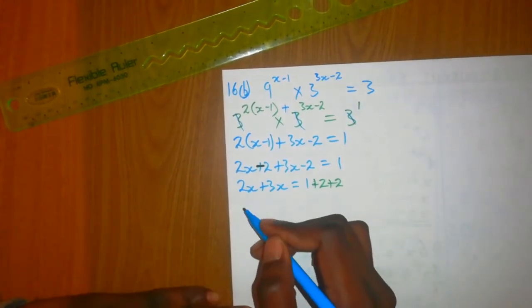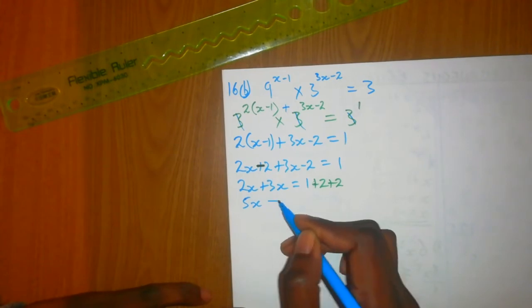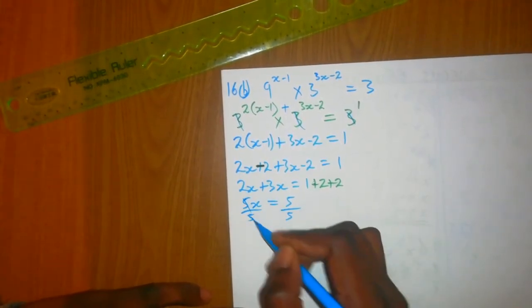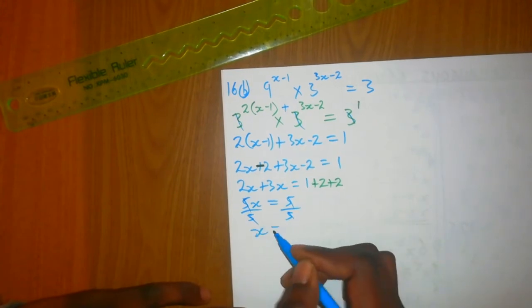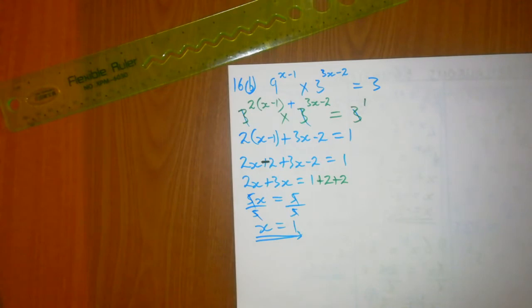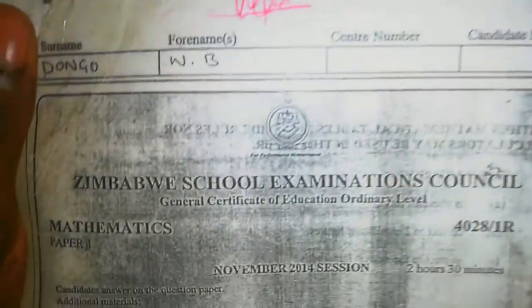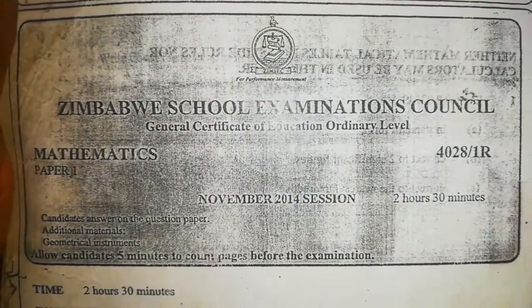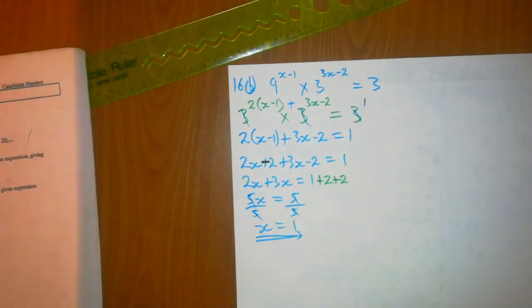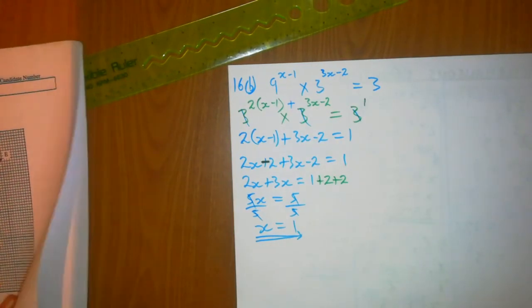So it's now 5x is equal to 5. Divide both sides by 5. So your x is equal to what? 1. That is your final answer. Your x is equal to 1. So let's do this other question. It's our November 2014. That is a replacement paper, if I'm not mistaken.